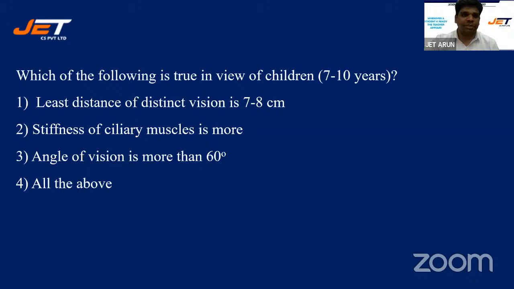All right, look at this. Which of the following is true in view of children of age 7 to 10 years? The distance of distinct vision is 7 to 8 centimeters. Stiffness of ciliary muscles is more. Angle of vision is more than 60 degrees. All of the above.